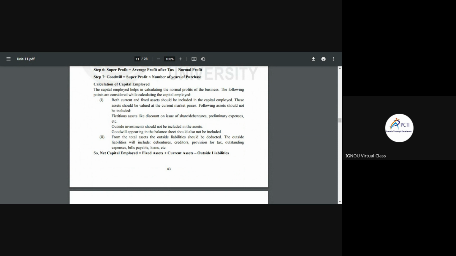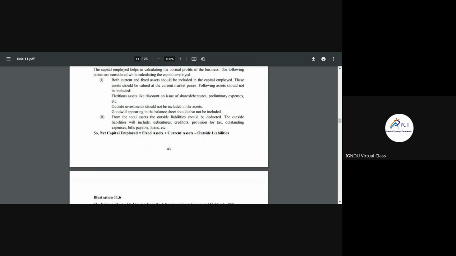Our second point is, from the total assets, the outside liability should be deducted. The outside liability will include debentures, creditors, provision for tax, outstanding expense, bills payable, loans, etc. So to calculate the net capital employed, it will be fixed assets added to current assets, then we deduct the outside liability.